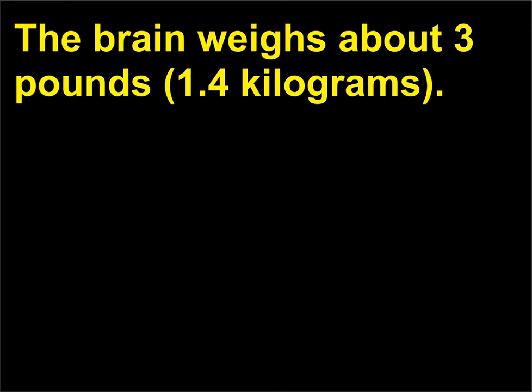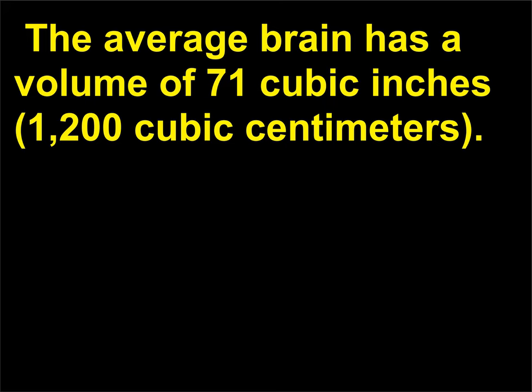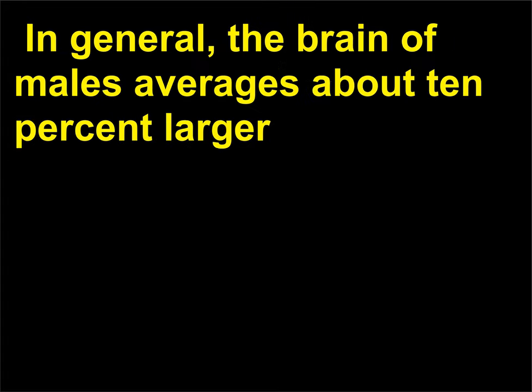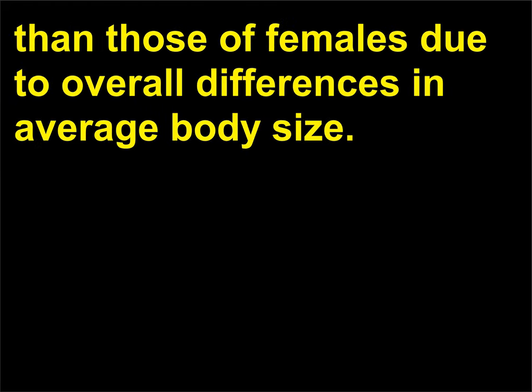How large is the brain? The brain weighs about 3 pounds, 1.4 kilograms. The average brain has a volume of 71 cubic inches, 1,200 cubic centimeters. In general, the brain of males averages about 10% larger than those of females due to overall differences in average body size.